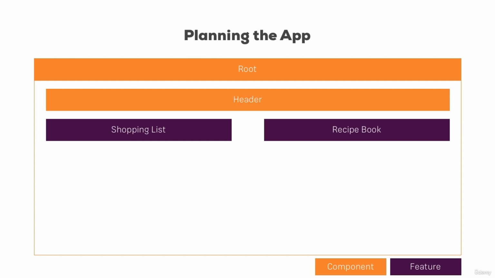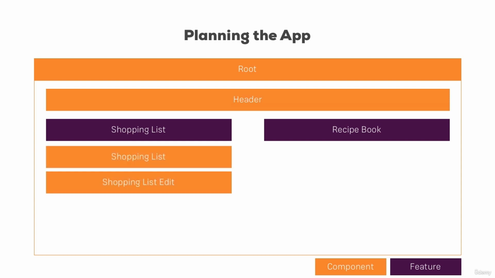Now let's dive into the individual features. Let's start with the shopping list. Here I guess it makes sense to have the overall shopping list component. Remember, the purple box is only the feature, so we need a component holding our shopping list. And maybe in this shopping list component, we also want to have a shopping list edit part, which allows us to add new items, so an input field and a button, because that again has its own logic.